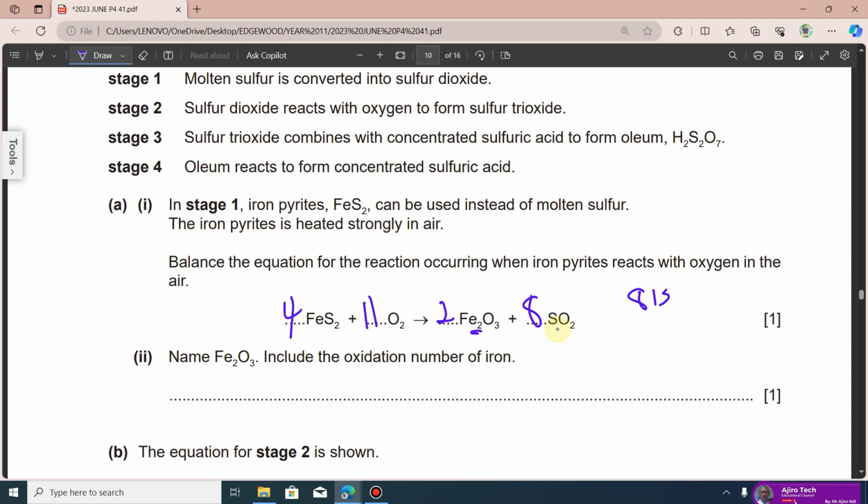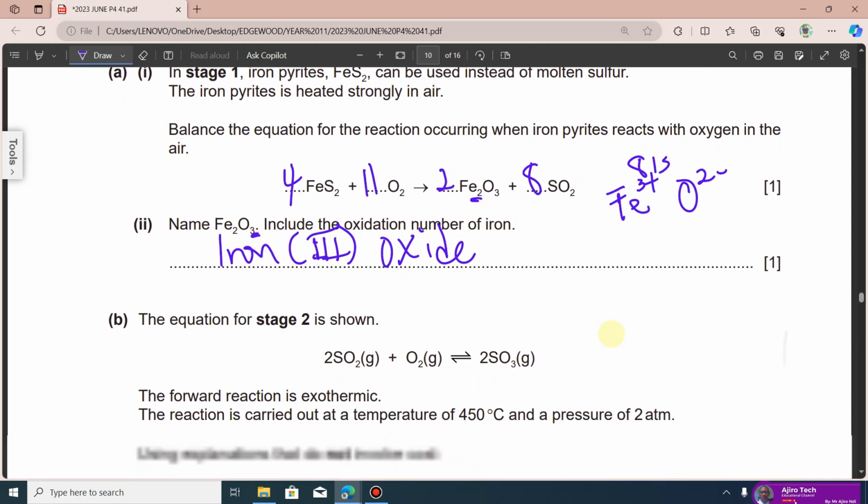Now the next question says, name this, include the oxidation number of iron. Now remember that for this formula to exist, that means there was an exchange of oxidation numbers. So this is Fe 3 plus, because the 3 here belongs to iron, and then the 2 in iron belongs to oxygen, so it's 2 minus. So in this case, I will simply call it iron, open a bracket. What's the oxidation number of iron? 3. So iron 3, and then I'll include the oxygen, which is oxide. So iron 3 oxide. That's as simple as it is.